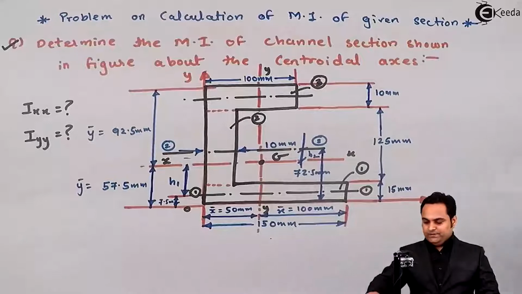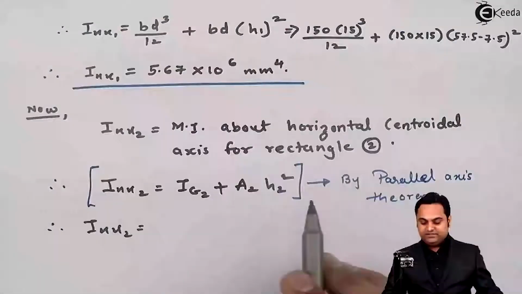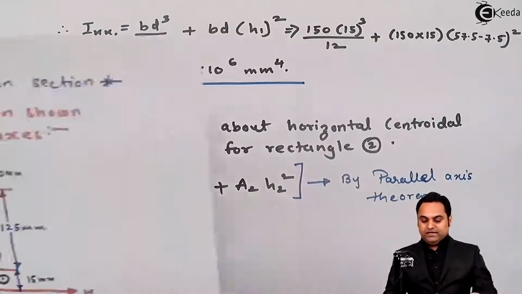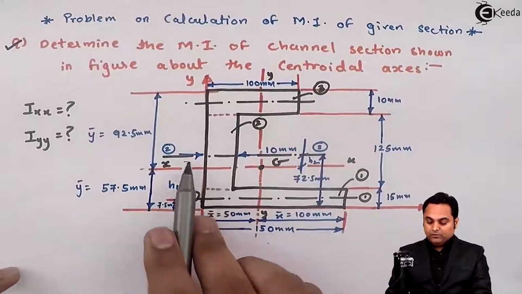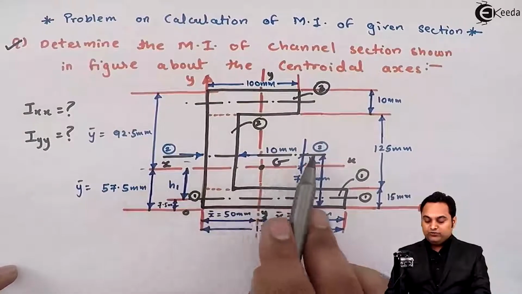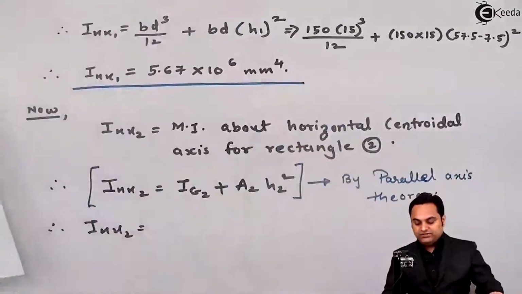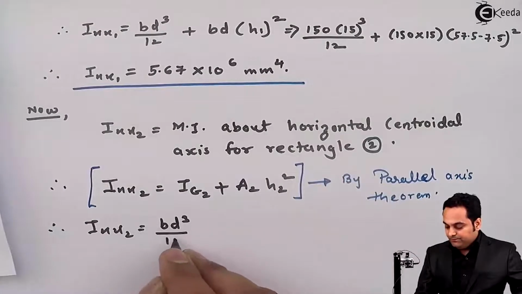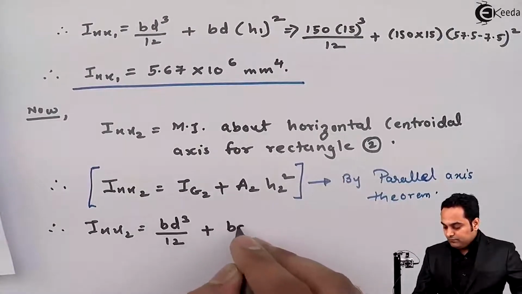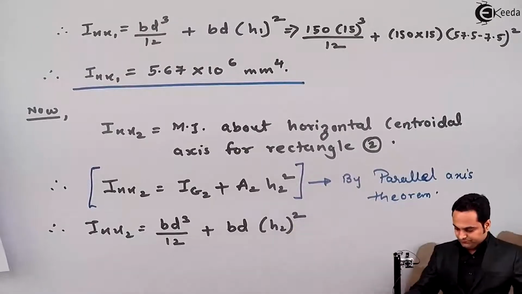So now here we have to calculate Ix2 by using the parallel axis theorem. I have used Ig2. Ig2 is the MI for rectangle number 2 about its axis, that is axis 2-2, which I have marked. It is at 72.5 mm distance. So Ig2 will be bd cube by 12, plus area, which is b into d, into h2 square.